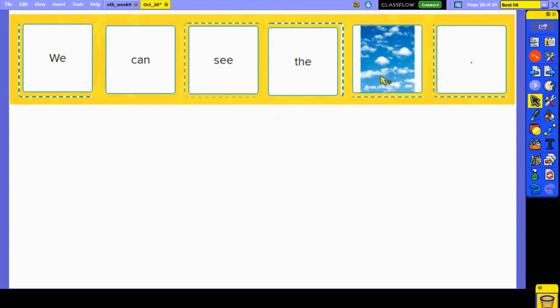Good job, guys. We made a sentence. Point to each word as we read it together. We can see the sky. And then there's our period at the end.